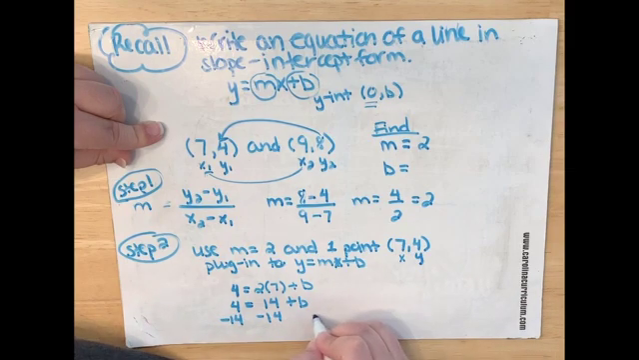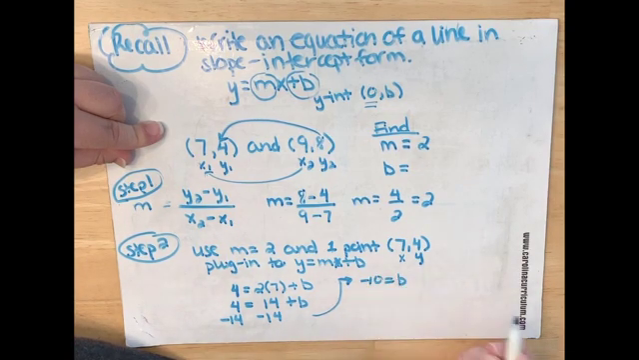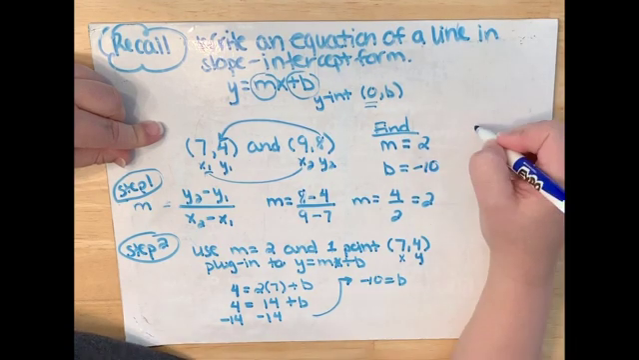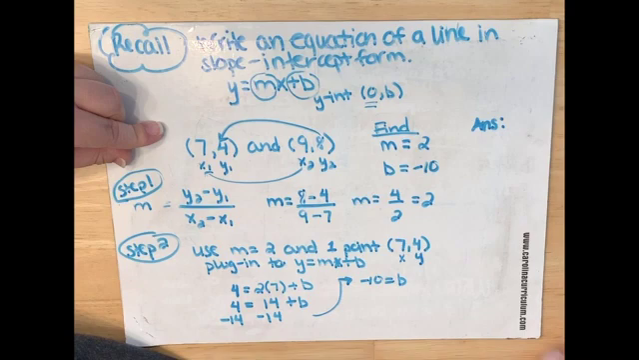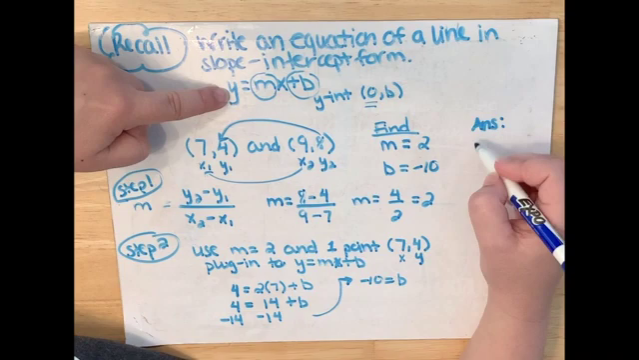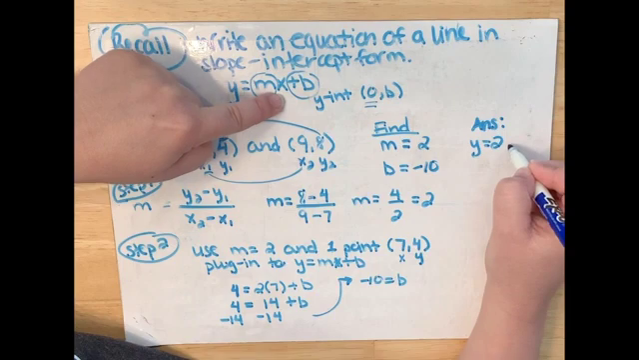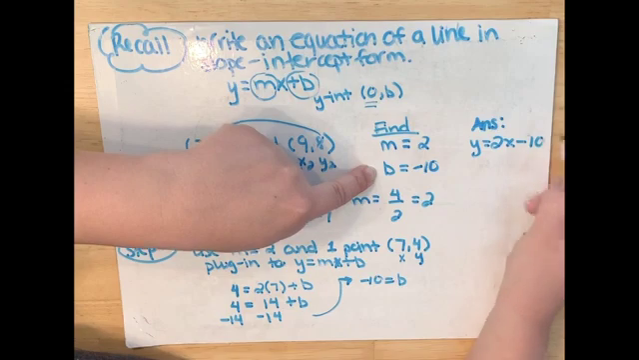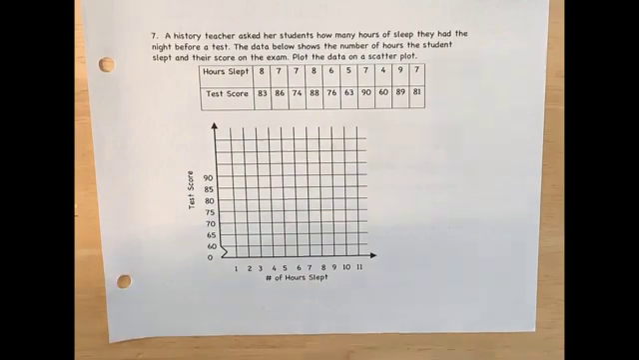Using inverse operations, I get negative 10 equals b. So I now have my y-intercept. And I can write my answer, which is the equation. It says to write an equation. I haven't written an equation yet. I found the parts of the equation, but I have not written the equation yet. So the answer is y equals, instead of writing m, we know it's 2, we write 2x. And it says plus b, but since b is negative, we say minus 10. And this is the equation of the line for these 2 points.